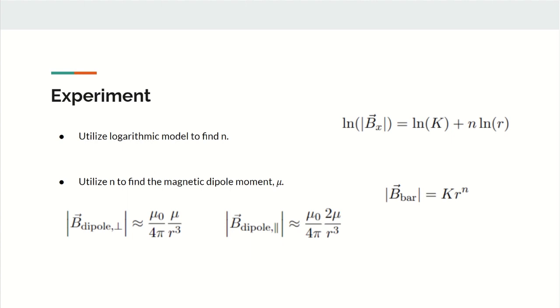Continuing, we're going to utilize a logarithmic model to find n, which is on another slide. We're going to also utilize this n to find the magnetic dipole moment mu. As you can see in the top right, there's a logarithmic model that we're going to utilize to actually isolate n. Once we have a strong relationship between the strength of the magnetic field and distance, we can then isolate n just because we know it's the slope of the graph that we're going to graph.